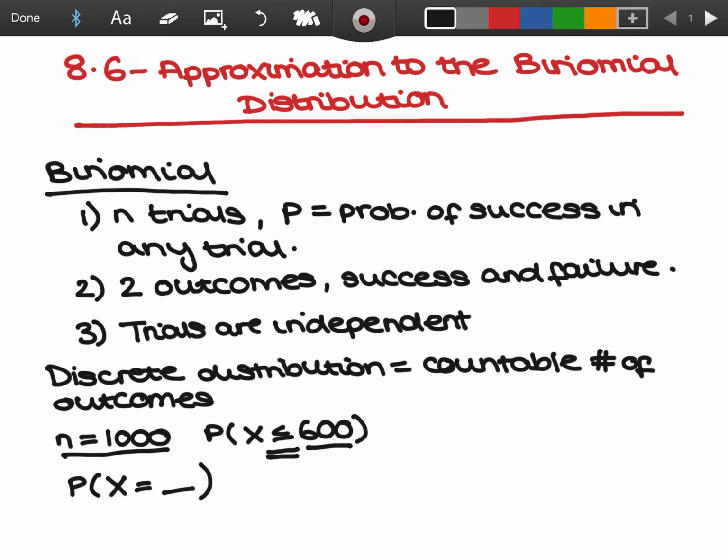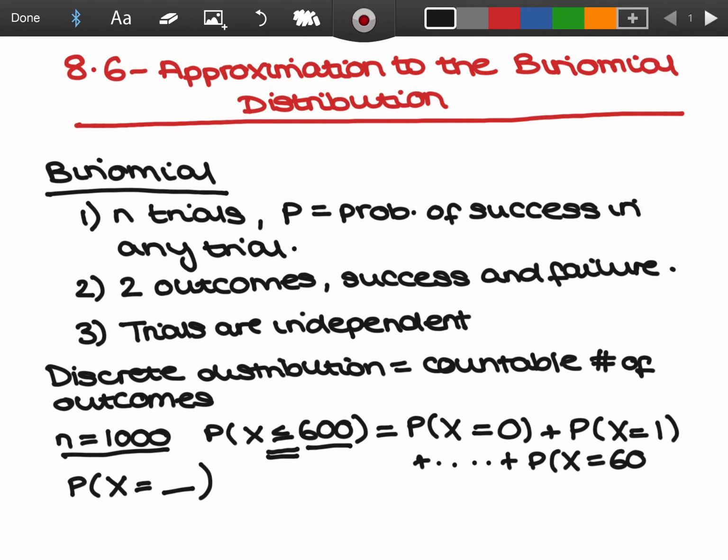So what they used to have to do, if they were trying to figure out the probability that x is less than or equal to 600, they would have to sit there and plug some numbers into this formula and figure out the probability of every single one of these and add them all together. So they looked at having 0 successes, 1 success, 2 successes, etc., all the way up to, in this case, 600. That would take a very, very long time. It's very computationally expensive when you're using a formula like that.